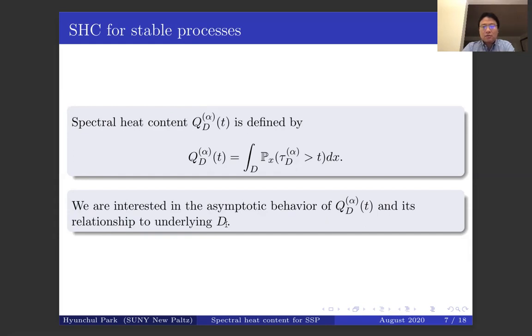So that's one reason why people are interested in spectral heat content, because for the Brownian motion case, spectral heat content has an asymptotic expansion near time 0, and it has some information about the geometry of the domain, such as Lebesgue measure, perimeter, and mean curvature.